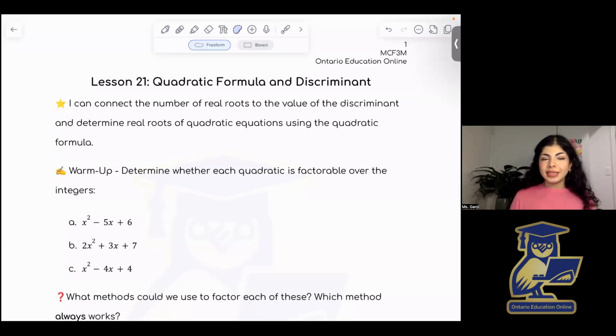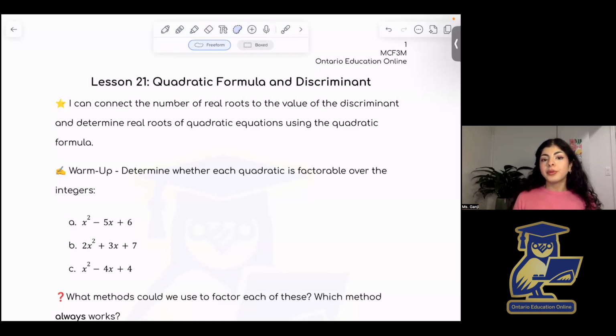Hello and welcome to lesson 21, where we are looking today at the discriminant. Today's lesson is short, so we're mostly practicing, but it's a really important lesson because the discriminant is a really helpful tool for us. For our learning goal, we are going to make connections from the number of real roots of a quadratic function to the discriminant value, as well as make connections to the quadratic formula.